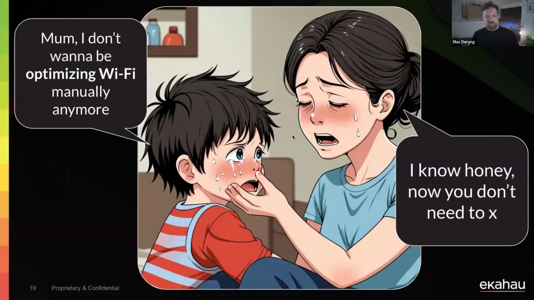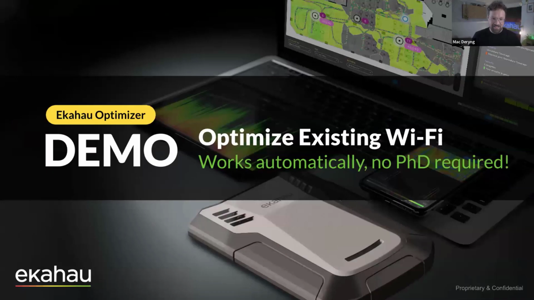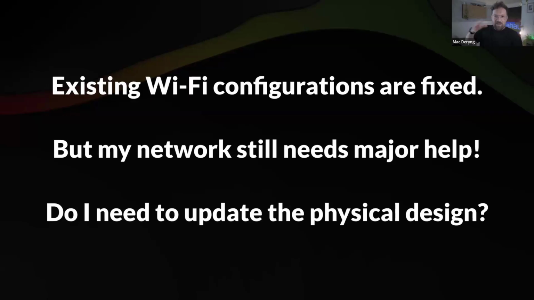Now, but mom, I don't want to be optimizing Wi-Fi manually anymore, and that is why we have Optimizer. You don't need to do it manually anymore. Just use Ekahau Optimizer. It's there for you. With Ekahau Optimizer and the survey data, we can fix the existing configuration of our Wi-Fi network. But you cannot fix everything with just configuration changes.